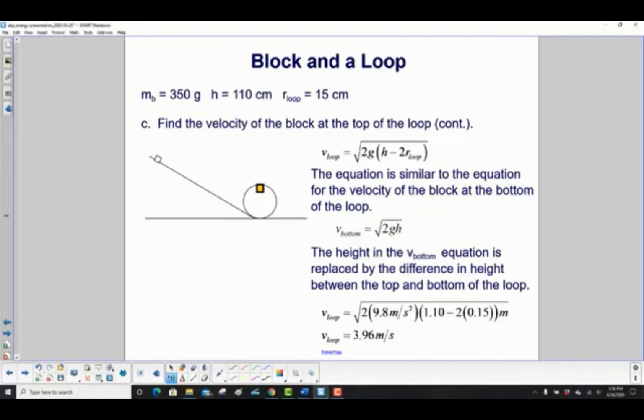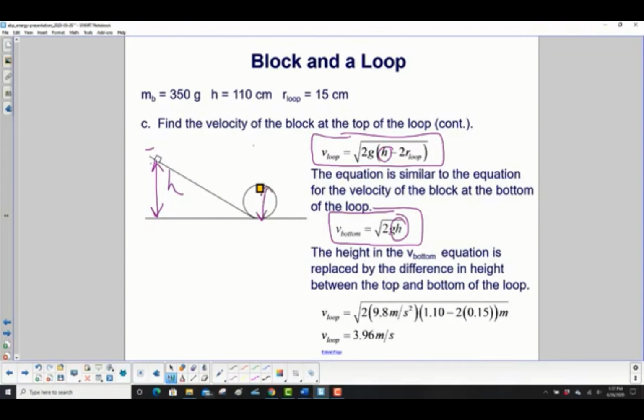And here is why algebra is so beautiful when you work with physics. We found that the velocity at the top of the loop is this expression here. Doesn't that look familiar? Here's the velocity of the block at the bottom of the loop. We have height here. That's the height of the incline. That's this right over here. That's the height there. And we have height here also. But what's different about the top of the loop? Well, we subtract out this distance here.